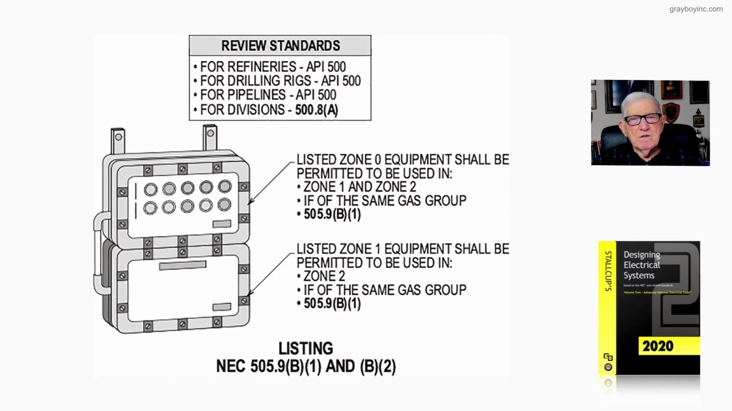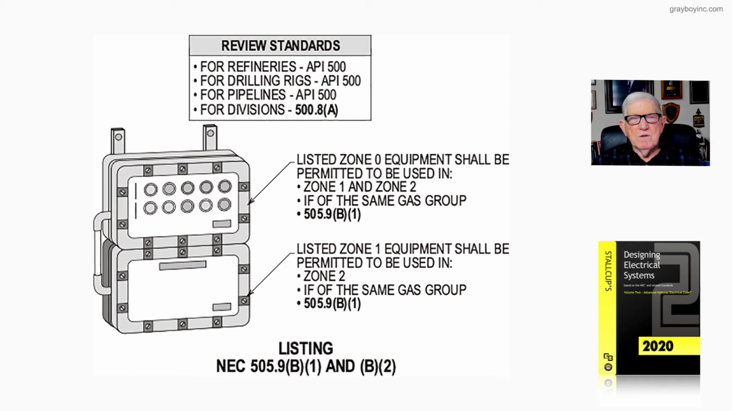For divisions, get 500.8A, and then for the zones, get 505.9 B1 through B2. Now notice listed zero equipment, zone 0, shall be permitted to be used in zone 1 and zone 2 if of the same gas group, and naturally meets the requirements of 505.9B1.